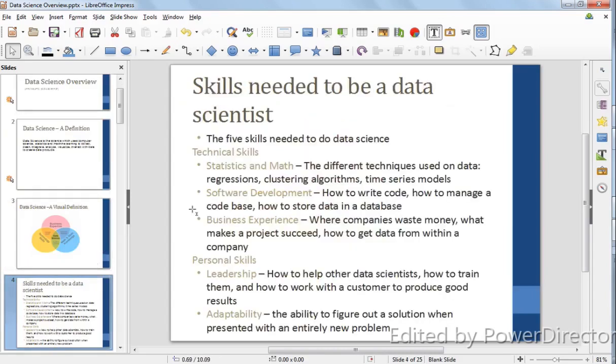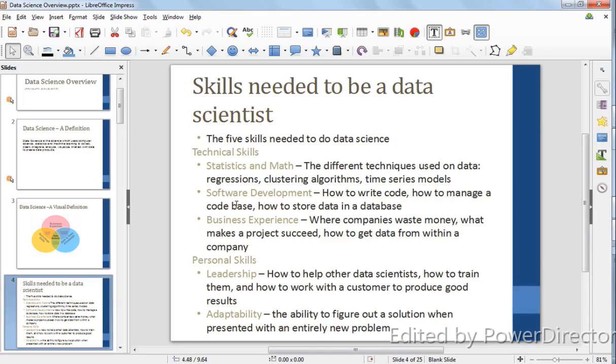So if you see what are the skills needed to be a data scientist, then I already told that this is the statistics and maths you need. The different techniques which are used on the data are regression, classification, clustering, and there are time series models. So all these kinds of stuff are because of statistics and maths. So statistics and maths should be good so that you are good in data science.